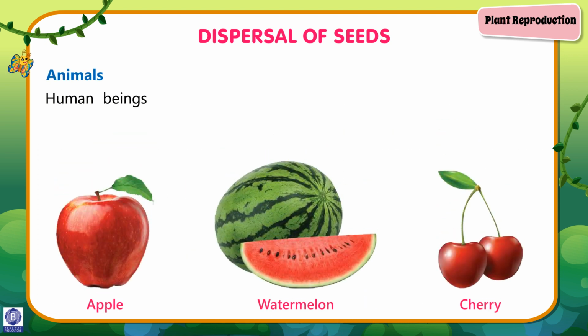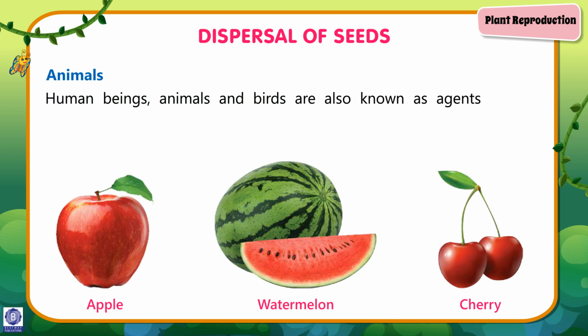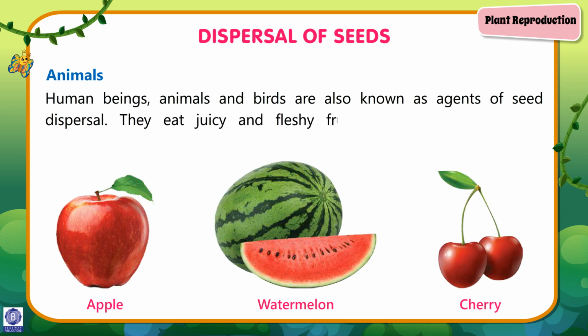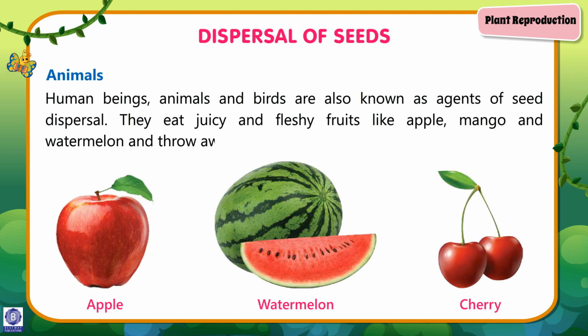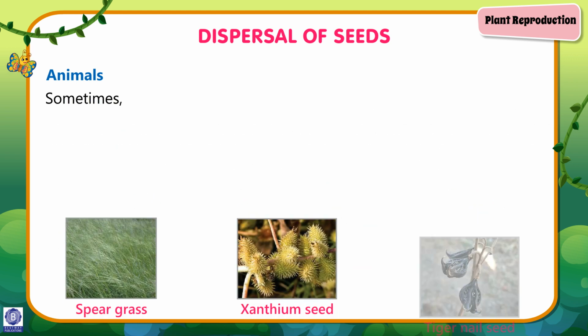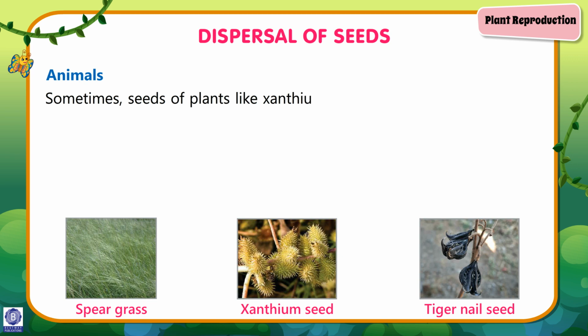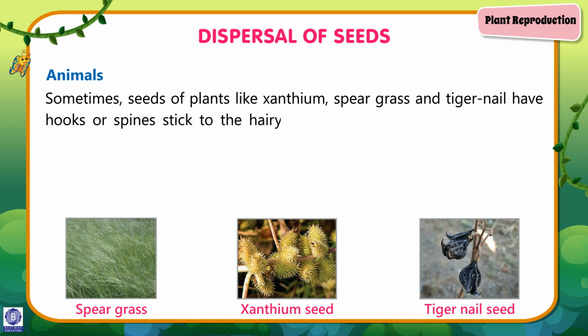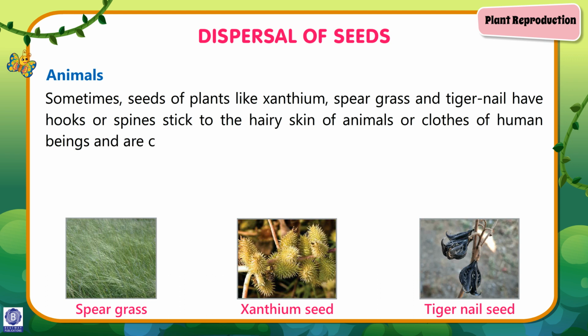Animals. Human beings, animals and birds are also known as agents of seed dispersal. They eat juicy and fleshy fruits like apple, mango, and watermelon and throw their seeds away. Sometimes seeds of plants like xanthium, speargrass, and tiger nail have hooks or spines that stick to the hairy skin of animals or clothes of human beings and are carried away to far-off places.